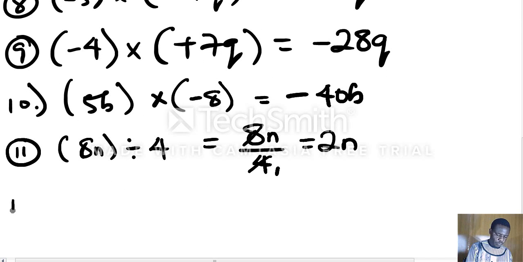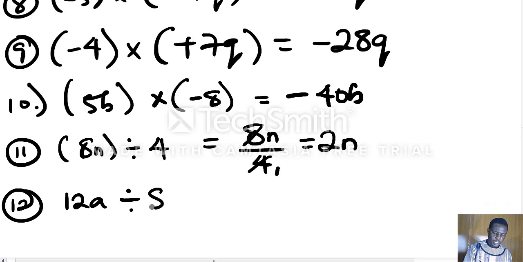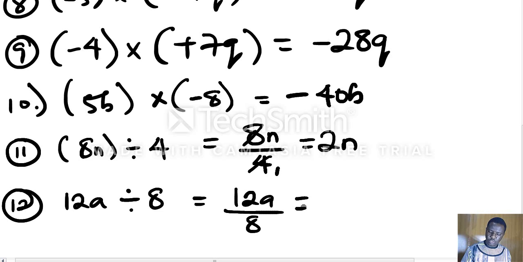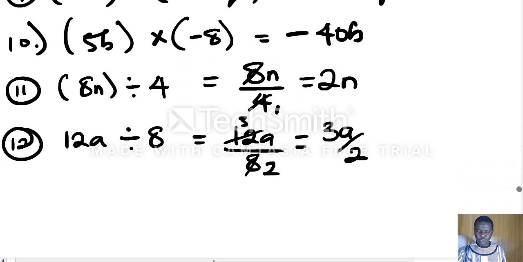Number 12, you have 12a divided by 8, which can also be written as 12a over 8. What can divide both? Reduce it to its simplest form. You discover that 4 can go into 8 2 times, and 4 into 12 is 3. So this is going to give us 3a over 2, which is a fraction.